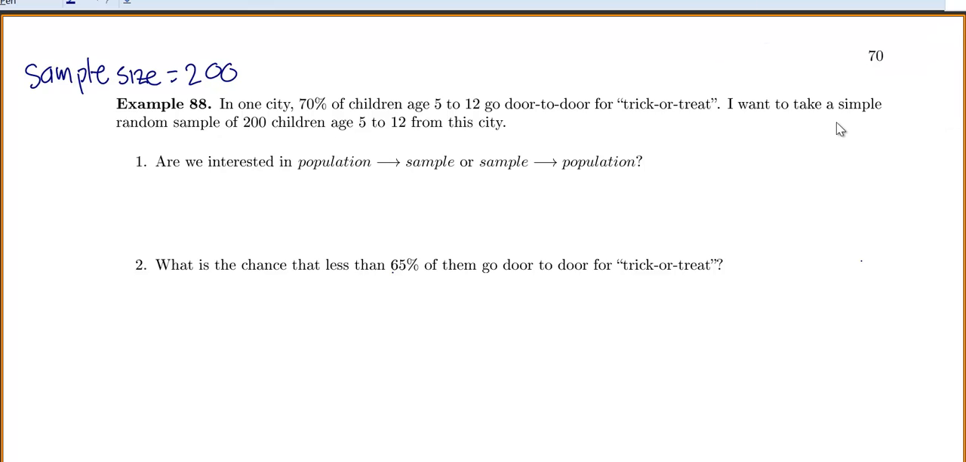So in example 88, we already read it. I wrote down that I have a simple random sample of 200 children, so that's my sample size. The only other thing in here is it tells me 70% of children in this city go door to door for trick or treat. Does that sound like a population percentage or a sample percentage?